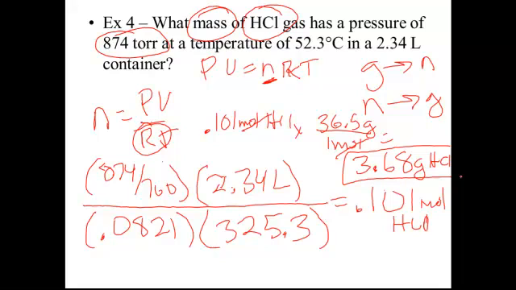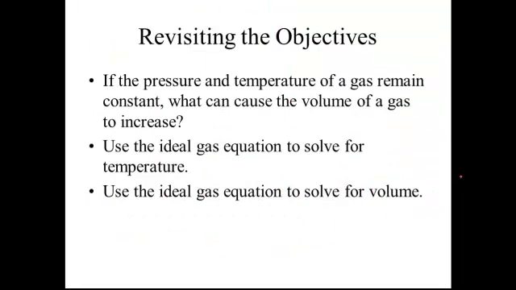Okay, so these are some good introductory problems to the ideal gas equation. We will see more. They will become a little bit more complicated once we involve some stoichiometry in them. But this is a good introduction to the ideal gas equation. Okay, here's just some questions for you to consider as we go throughout this. But hopefully, if you followed along with these problems, you shouldn't have a problem doing these.